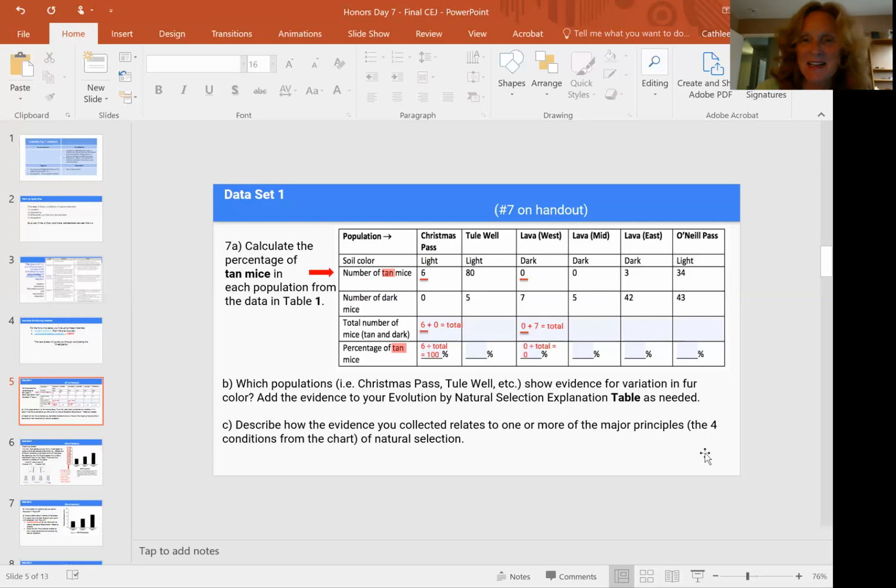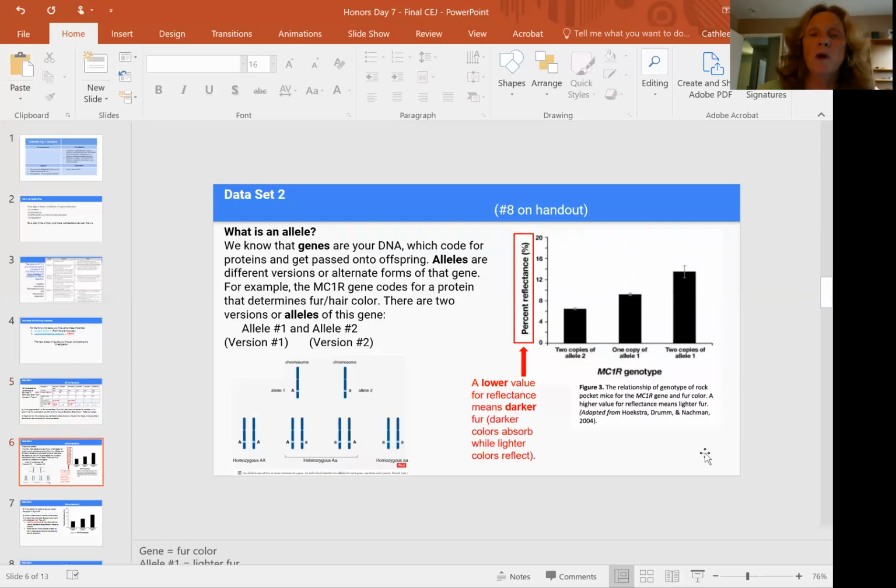All right. Okay, so then once you come back, we're going to now look at a couple of different new data sets that you're going to add to your information, okay? What is an allele? Well, if you recall, remember how you receive your chromosomes from your parents.